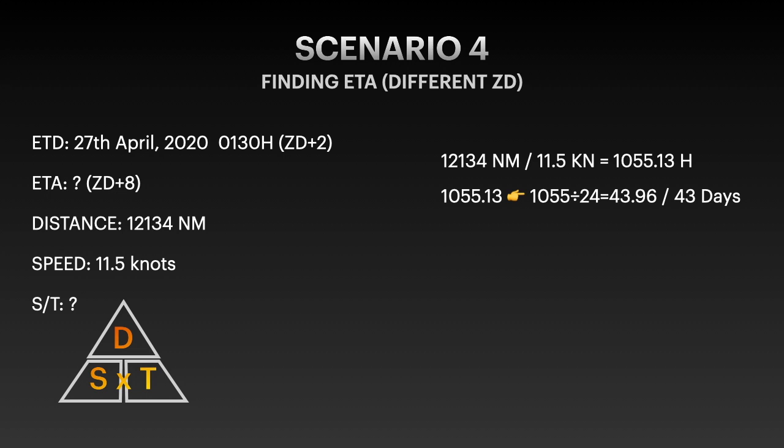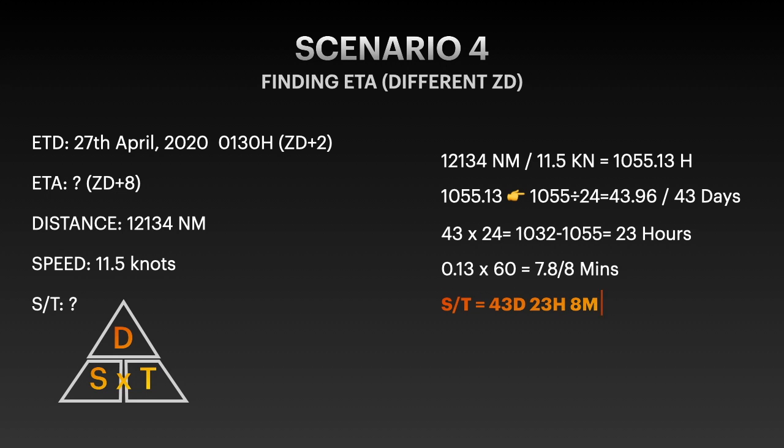Tanggalin natin yung decimal point, 43 days, para naman makuha natin yung total na hours niya, 43 times 24. So, ang magiging answer niya is 1,032. Yung ma-minus natin sa original answer, which is 1,055. And the answer is 23 hours. Para naman makuha natin yung minutes, yung decimal point na tinanggal natin kanina, 0.13 times 60 is equal to 7.8 or 8 minutes. So, ang steaming time natin is 43 days, 23 hours, and 8 minutes, or 43 days, 2308.